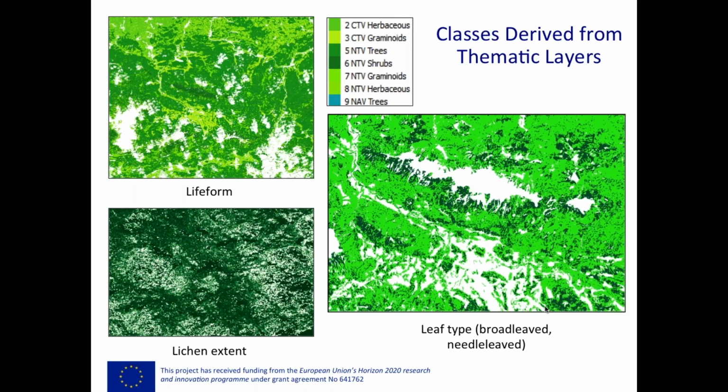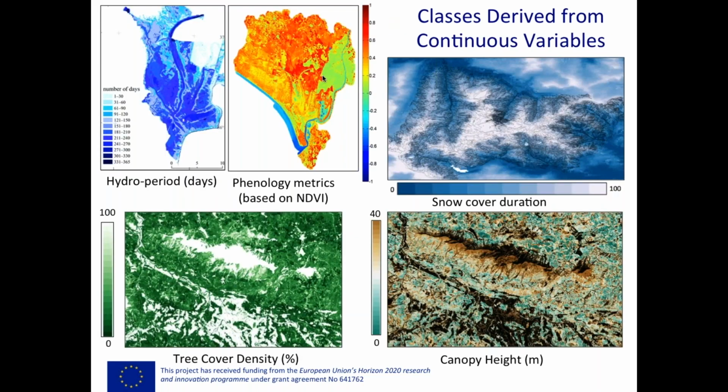So you can get those from anywhere. For example, the lichen extent is from Norway, the leaf type is from the high resolution layers, and the life form is a random forest classification of Sentinel data, for example, or you could take it from LiDAR. You can do things like Ioannis in Surf, produce hydroperiods, then we can get phenology. You can use snow cover, tree cover density and canopy height. It doesn't matter the resolution, really. So those are the layers that you use in the classification.